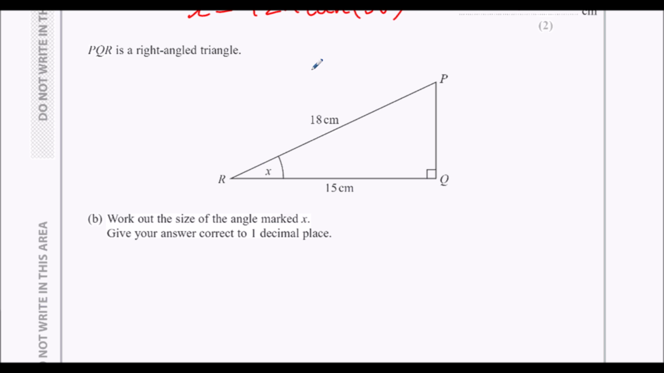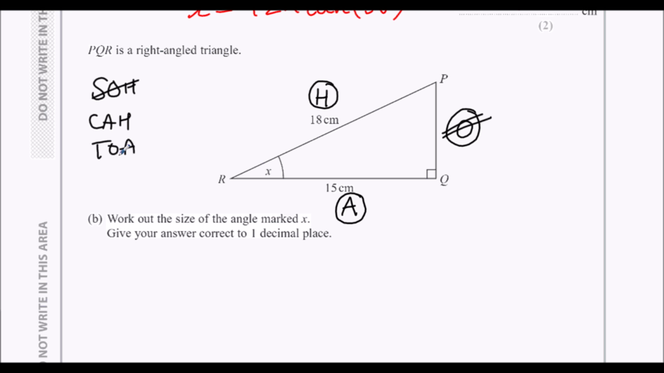The hypotenuse is the longest side. Opposite the angle is called the opposite. And in between the angle and the right angle is the adjacent. This time we've got 18 and 15 in the question. O, we don't know what it is, and we're not trying to work it out. So we're not using O. So it's not SOH, it is CAH. It's not TOA. It's not the ones with O in. It's the one with A and H in.